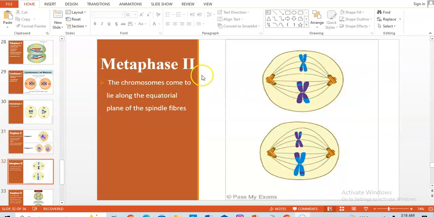Now what occurs at anaphase 2 is this: the centrioles have formed spindle fibers already, and the nucleus and nuclear membrane have disappeared, so the nuclear content is floating in the cytoplasm.